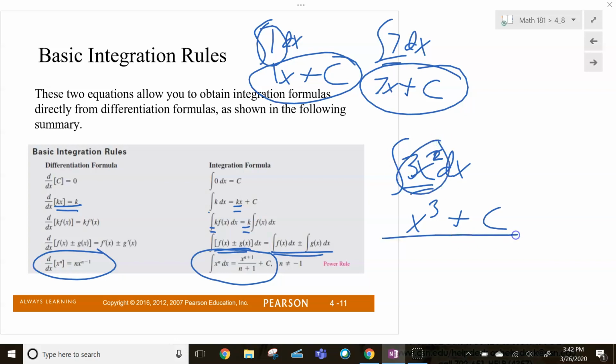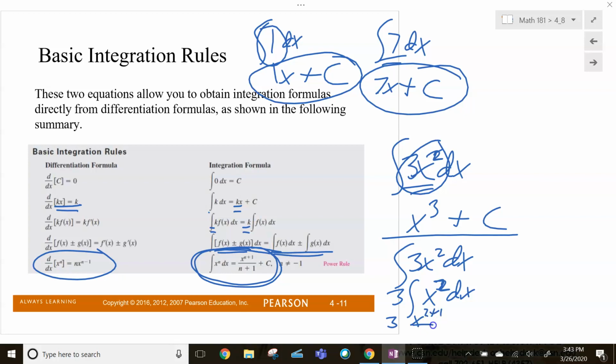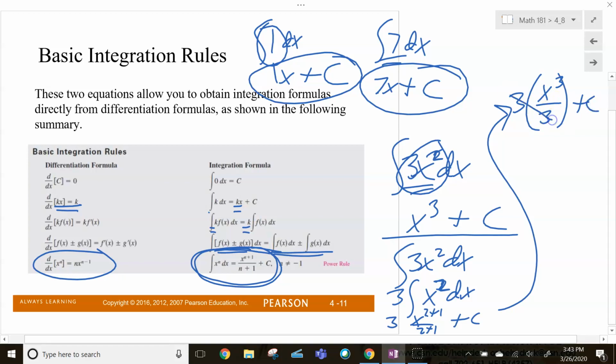Well, let's do it with our rules now. I can put the 3 out front, so forget about that 3 for a minute. Oops, that's an x squared right there. And now this is saying I take it x to the n plus 1, so I leave the 3 there. I take it to the 2 plus 1 over 2 plus 1, and then plus a constant. So this ends up being 3 stays there, x to the 2 plus 1, so x to the third, and that's over 3, plus a constant. Well, the 3's cancel, so you got x cubed plus a constant.